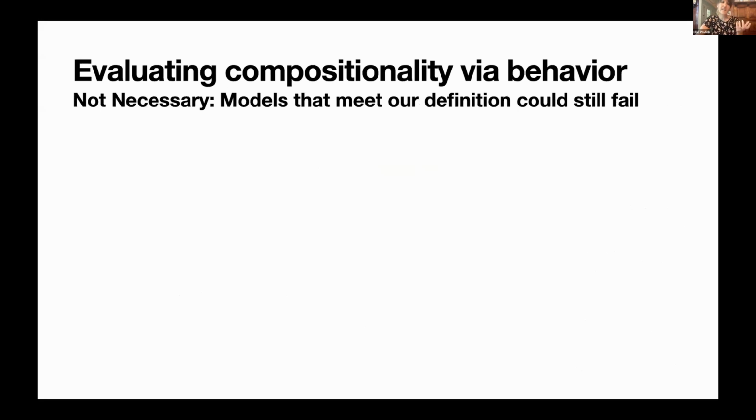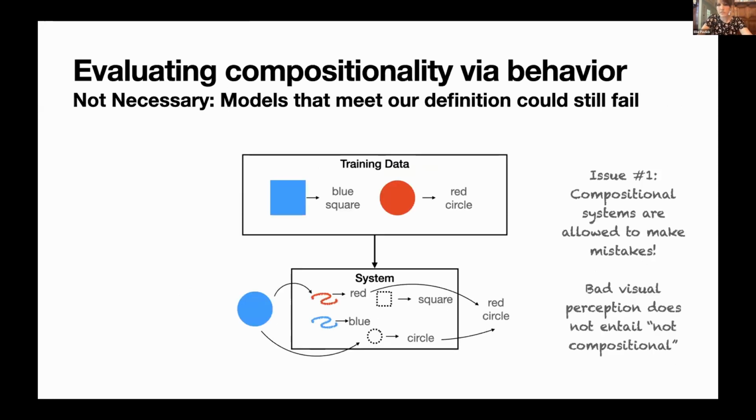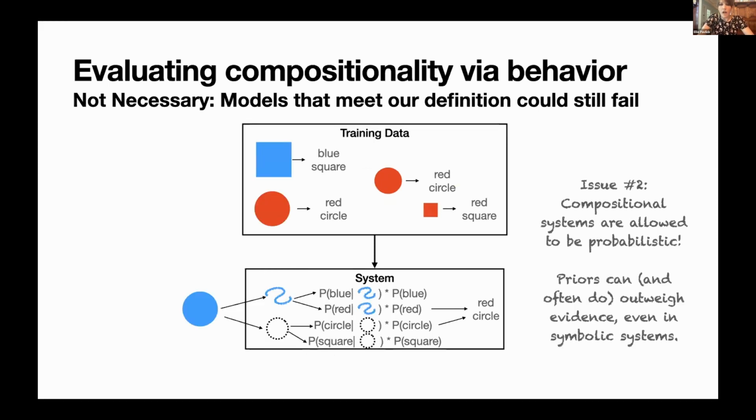And then the second set of issues comes with the necessariness of success on this task. So models that do meet our definition might still fail on this task, right? One way they might fail is that compositional systems are allowed to make mistakes. Nothing about the meaning of compositional says they don't make mistakes. So maybe my model would call this blue circle a red circle, but if it does it because it thinks it's red, that's still a compositional system under the hood. It just means it has bad perception. It doesn't mean it's not compositional, right?